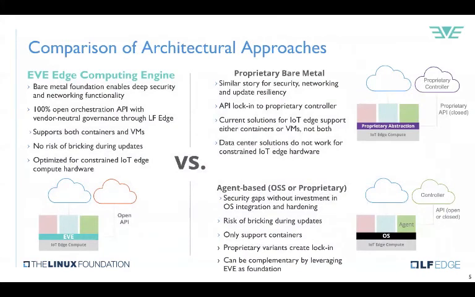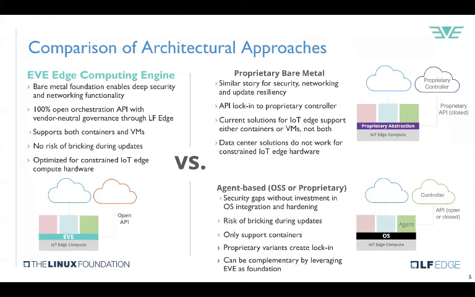A lot of different approaches, but we think that Eve is the best balance compared to some solutions out there today that have a proprietary bare metal abstraction layer, which is able to provide you some of those benefits around security and networking and making sure that you don't brick the device out in the field because you've got that lower level access to hardware.